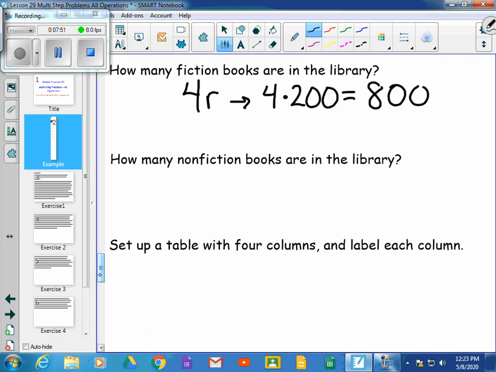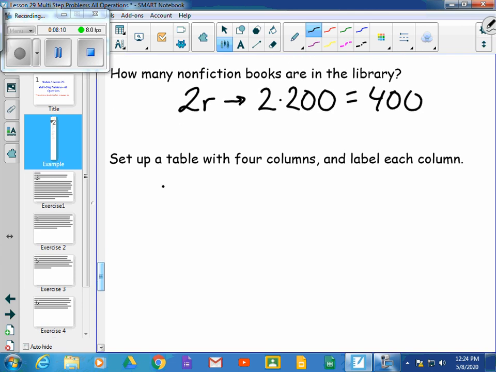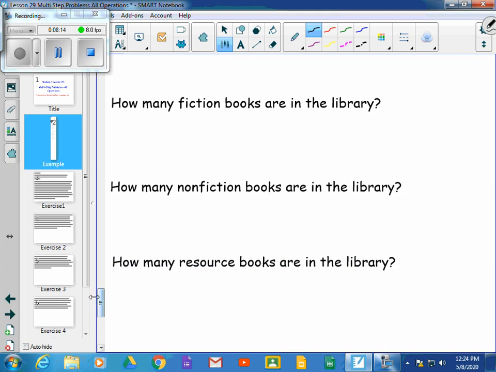And then nonfiction books, remember nonfiction was 2R. If I know that R equals 200, I substitute 200 in there for R and get 400. That tells me we have 400 nonfiction books in the library. So I'm going to skip this next part. We don't need to set up a table. We just need to answer these final questions.